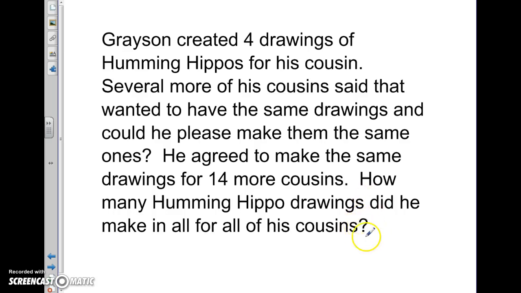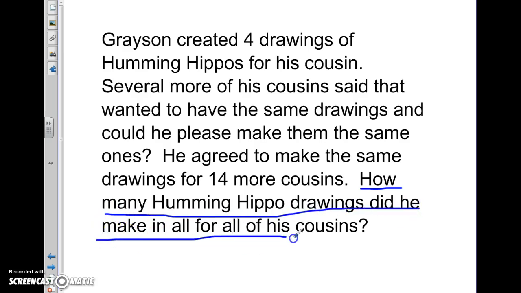The question always comes before the question mark, right? It's usually at the end. How many humming hippo drawings did he make in all for all of his cousins? I kind of gave you an extra hint in that I said "all" again, so that's probably a good cue that I want to know about all the cousins. Once you have the question, you go, okay, I know what it is that I'm supposed to be finding here. Now, what is the important information to be able to solve this?